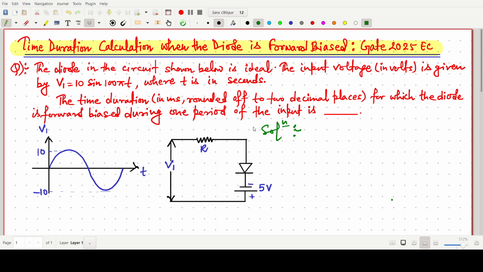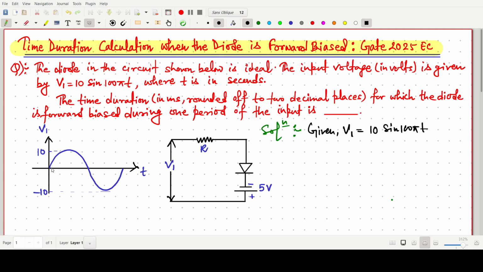The input voltage given is V1 equals 10 sine 100 pi t, where t is in seconds. The time duration in milliseconds for which the diode is in forward bias during one period of the input is how much? So what is the time duration when the diode is in the forward bias, that we have to find. In the question, the given thing is our V1, that is our input voltage. This voltage V1 equals 10 sine 100 pi t.